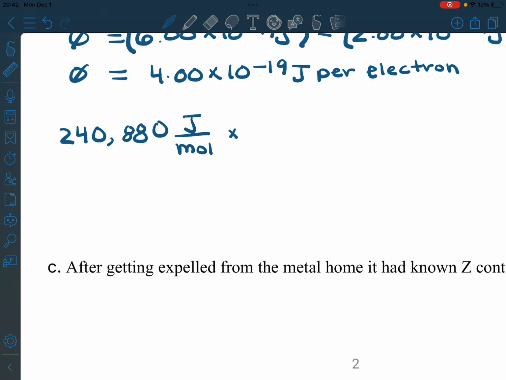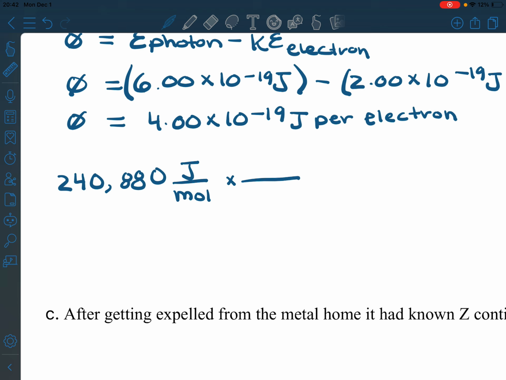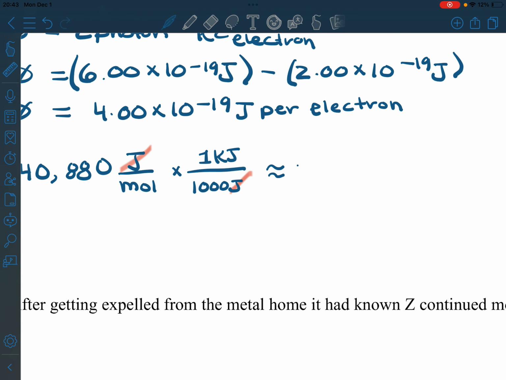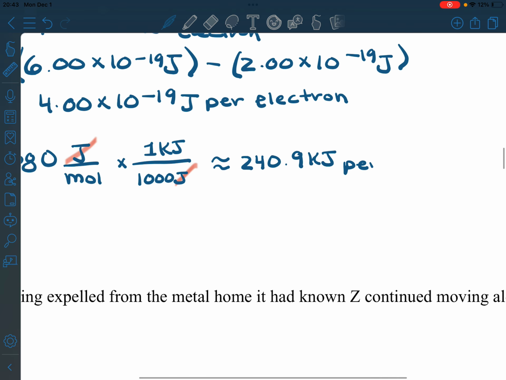and I know that I can go ahead and convert those joules. So I'm going to get rid of them. I'm going to put them on the bottom. So I have 1,000 joules into 1 kilojoule. These go away. And this is going to get me around, we can approximate, that's going to get me around 240.9 with our sig figs per mole.